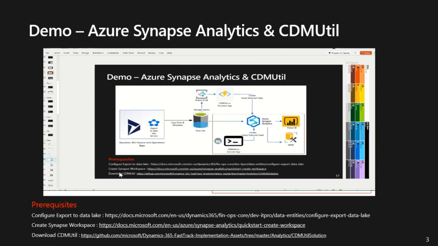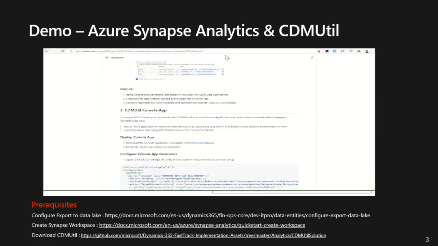And you have also downloaded the CDM utility, which will help create the views and external tables on the data lake. There are two options to use the CDM utility, one as a console application, another as a function app. CDM utility is available on GitHub under Dynamics 365 Fast Track Implementation Assets, under the CDM util solution folder. To download it, you can go to the GitHub page and download the console app. In this demonstration, we are going to use the console app.